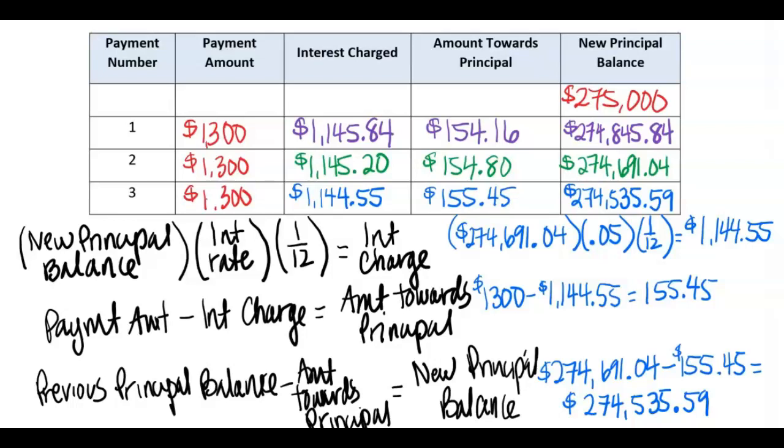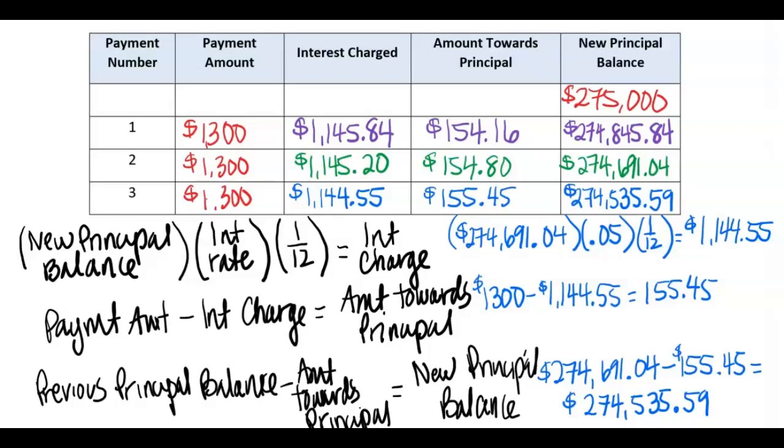A couple things you should note. If you are calculating the table values correctly, the interest charge every month should be decreasing. So notice we have $1,145.84. The next month we have $1,145.20. In the third month it's less, $1,144.55. That should always happen.